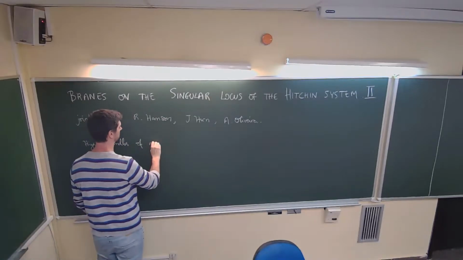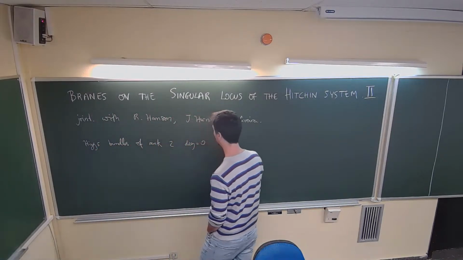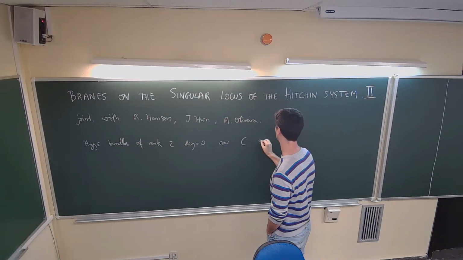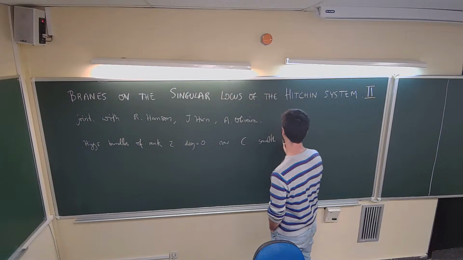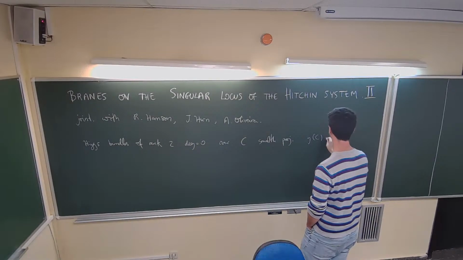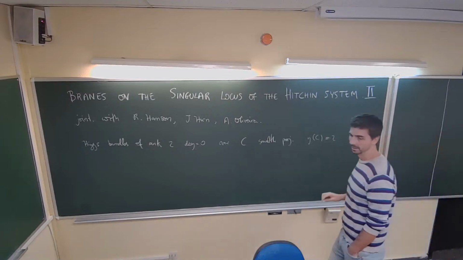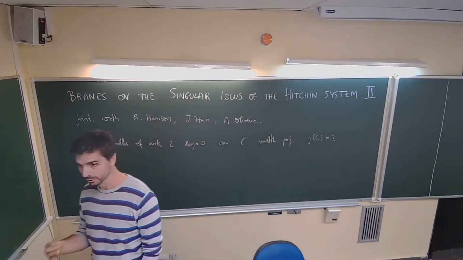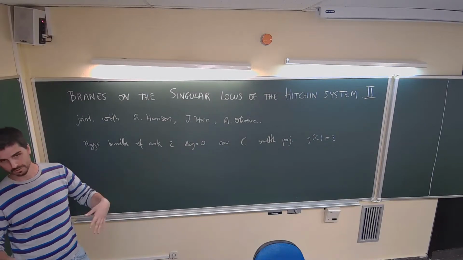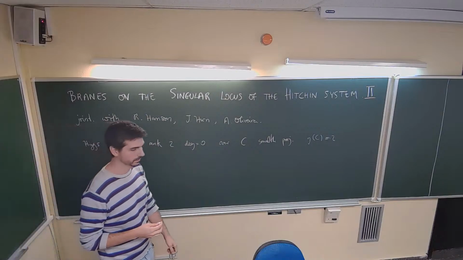of rank 2, degree 0, over a smooth projective curve of genus 2. I'm going to fix the genus to be 2, the rank to be 2, and the degree to be 0, which is one of the simplest cases, which is still not trivial, and where we can do geometry in a very simplified way, just for the purpose of the presentation, so you can understand better what is the essence of our work.